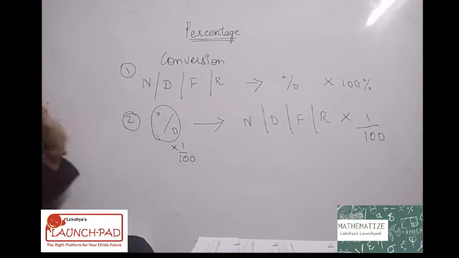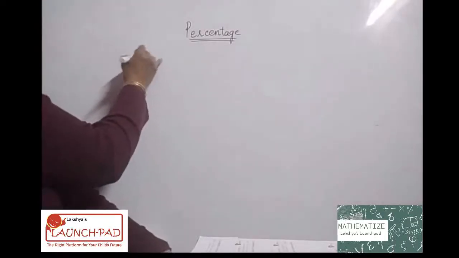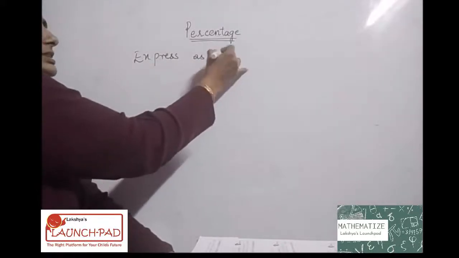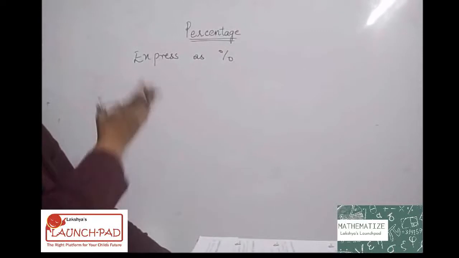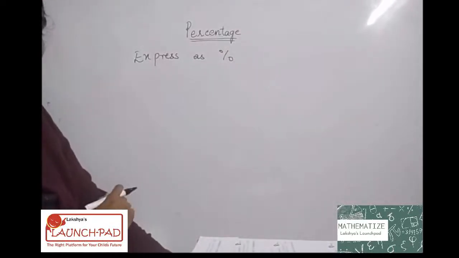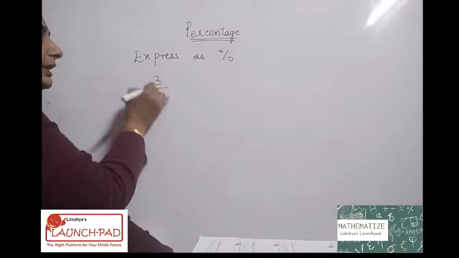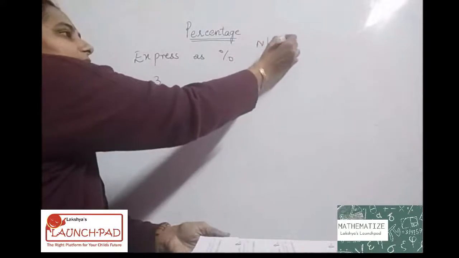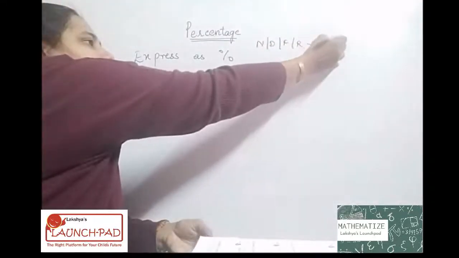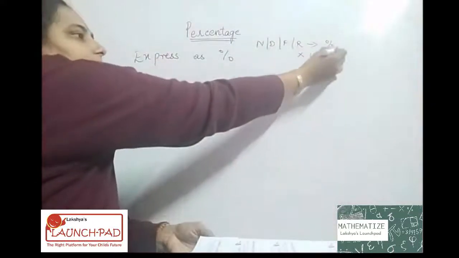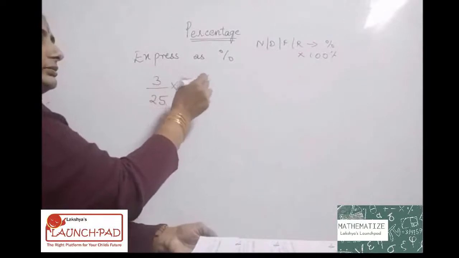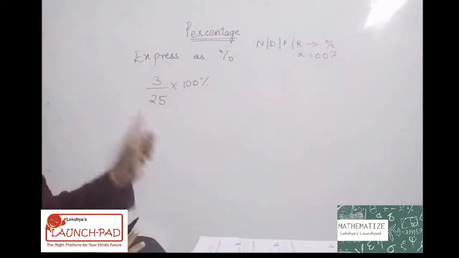Now, we will be doing some sums. Let's see some examples. Now, they will give you express the given number as percentage, means you have to convert this into percentage, whatever I am going to write. 3 by 25. What is the rule I said? From a number or a decimal or a fraction or a ratio convert into percentage, what are we supposed to do? Multiply 100. And put this percentage. So, what I am supposed to do here? 100. Always remember 100 by 25 is 4.